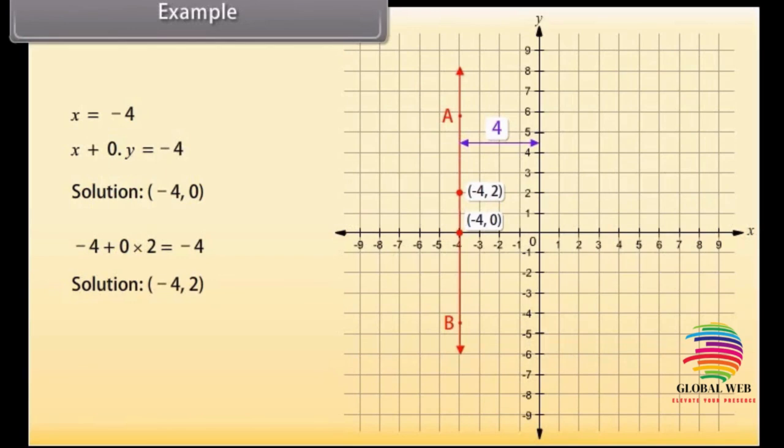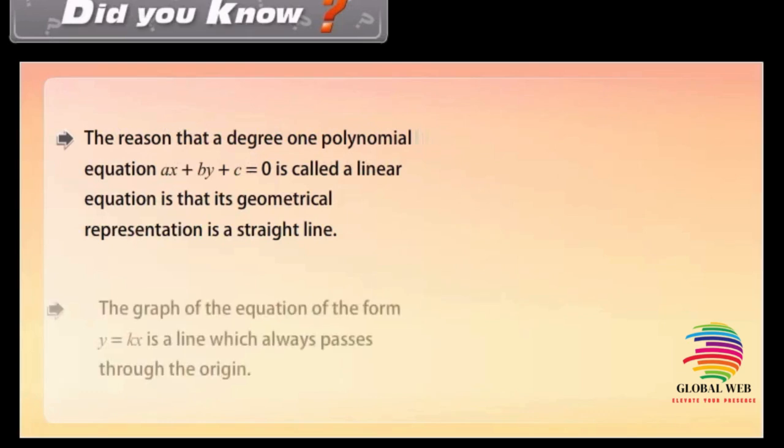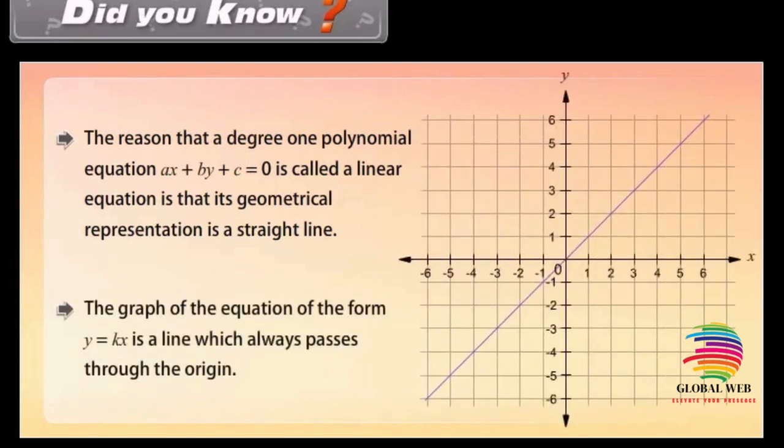Did you know? The reason that a degree 1 polynomial equation ax + by + c = 0 is called a linear equation is that its geometrical representation is a straight line. The graph of an equation of the form y = kx is a line which always passes through the origin.